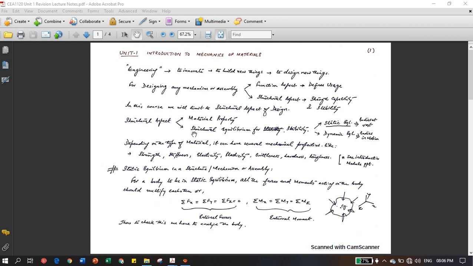If your mechanism is at rest, the linear momentum is zero, or you can say the body is not accelerating, so all the forces coming onto the body will adhere to the static equilibrium equations. If your body or mechanism is moving, it will adhere to the dynamic equilibrium equations. This basic thing is studied in mechanics, so we also call it mechanics of materials.